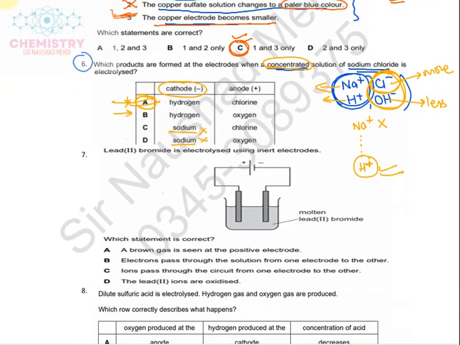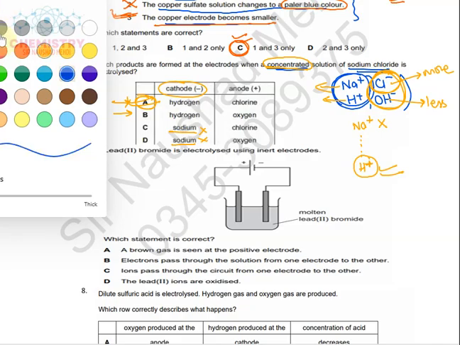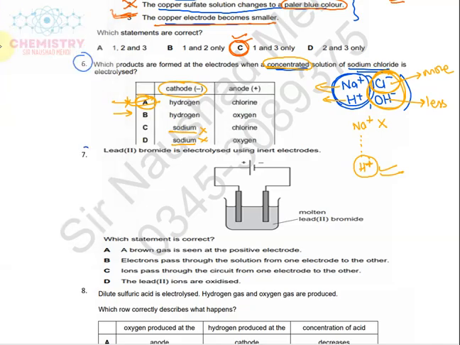Now in the next MCQ it is saying: lead(II) bromide is electrolyzed using inert electrodes. Which statement is correct? So you have molten lead(II) bromide as your electrolyte. First of all, identify the cations and anions. Lead(II) means that you have Pb2+ as your cation, and bromide means that you have bromide ion Br-, and it is molten, so there is no need of H+ and OH- ions, right? So which statement is correct? A brown gas is seen at the positive electrode, right?